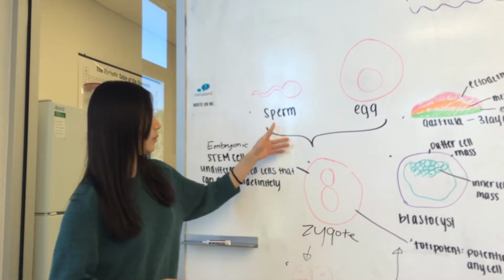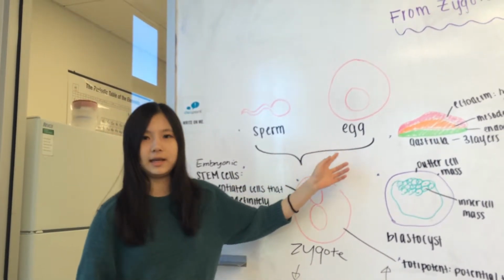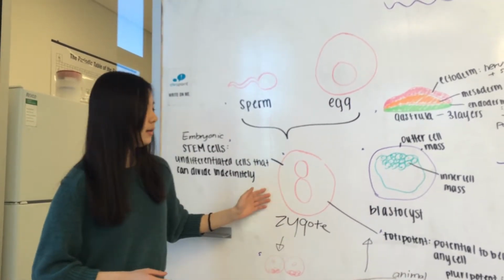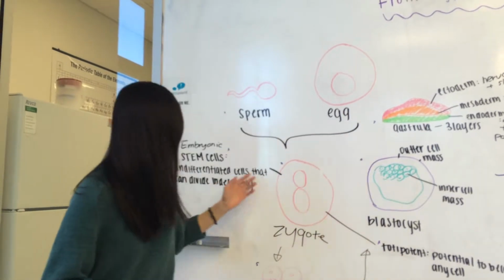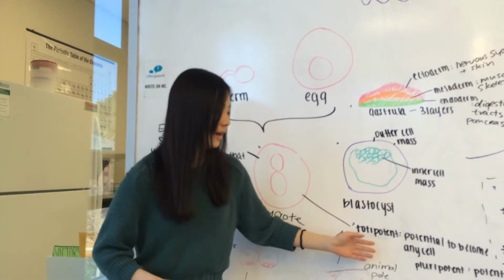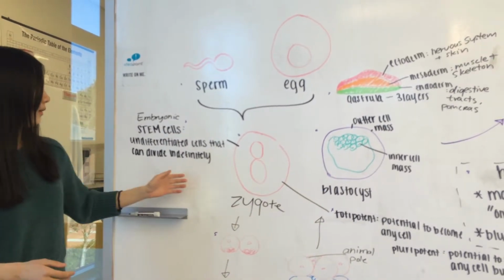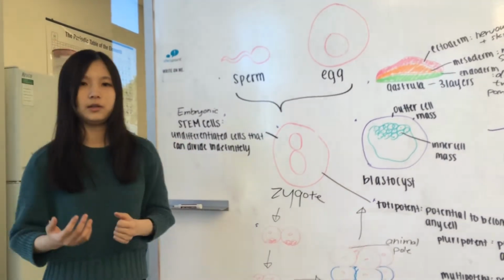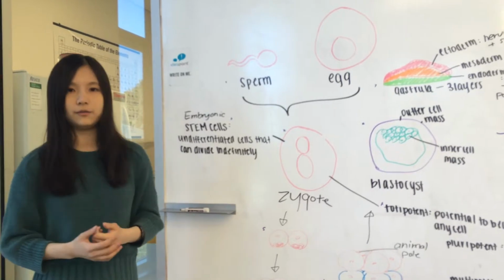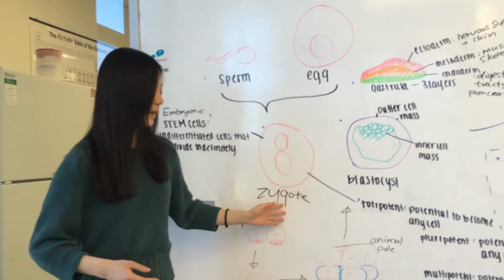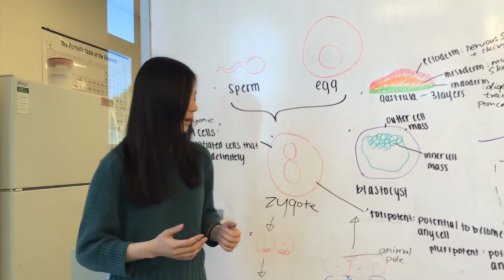So the sperm from our father fertilizes the egg of our mother, and together those two cells form a zygote. A zygote is a totipotent stem cell. Totipotent means that it has the potential to become any cell, and while the zygote is a stem cell, it means that it's undifferentiated. It's an undifferentiated cell that can divide indefinitely. The zygote has the highest potency.